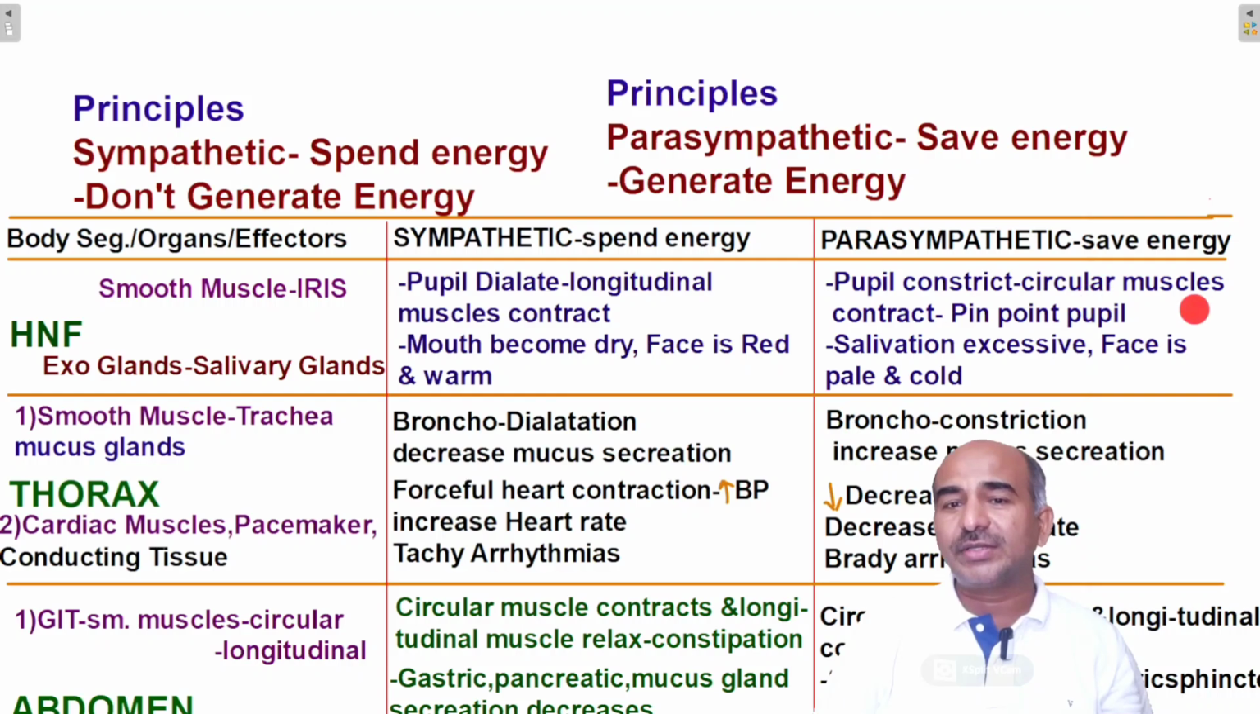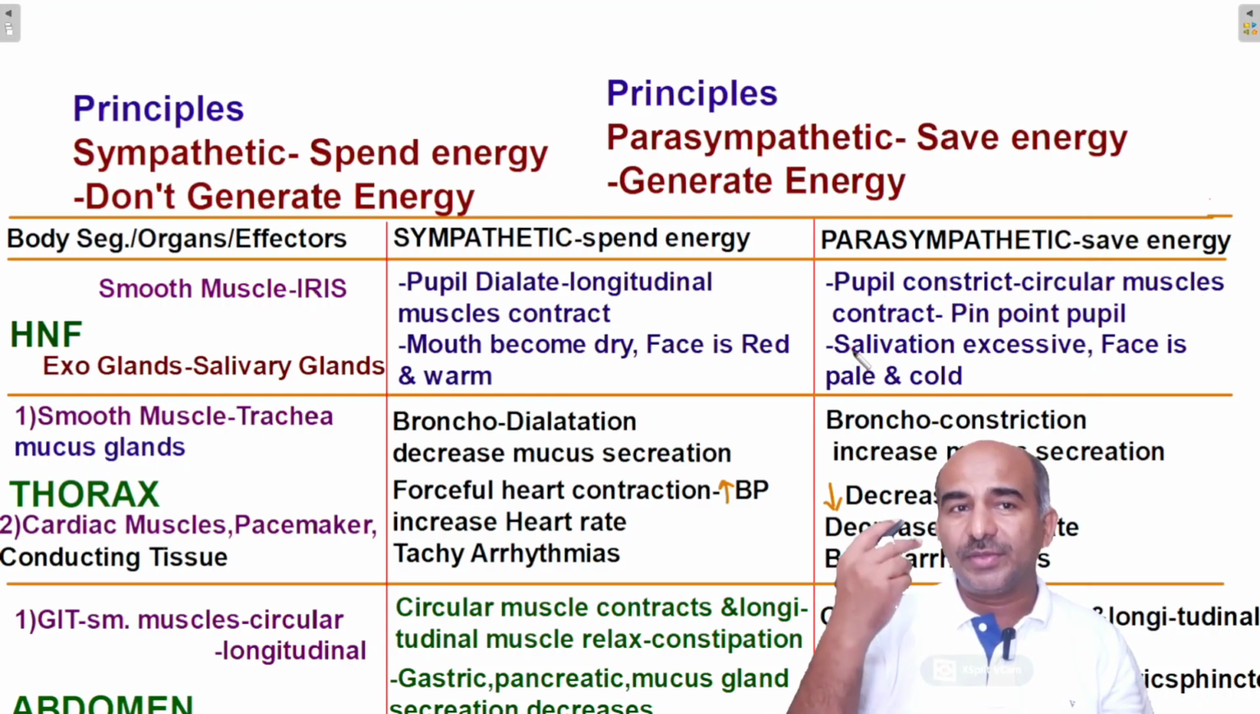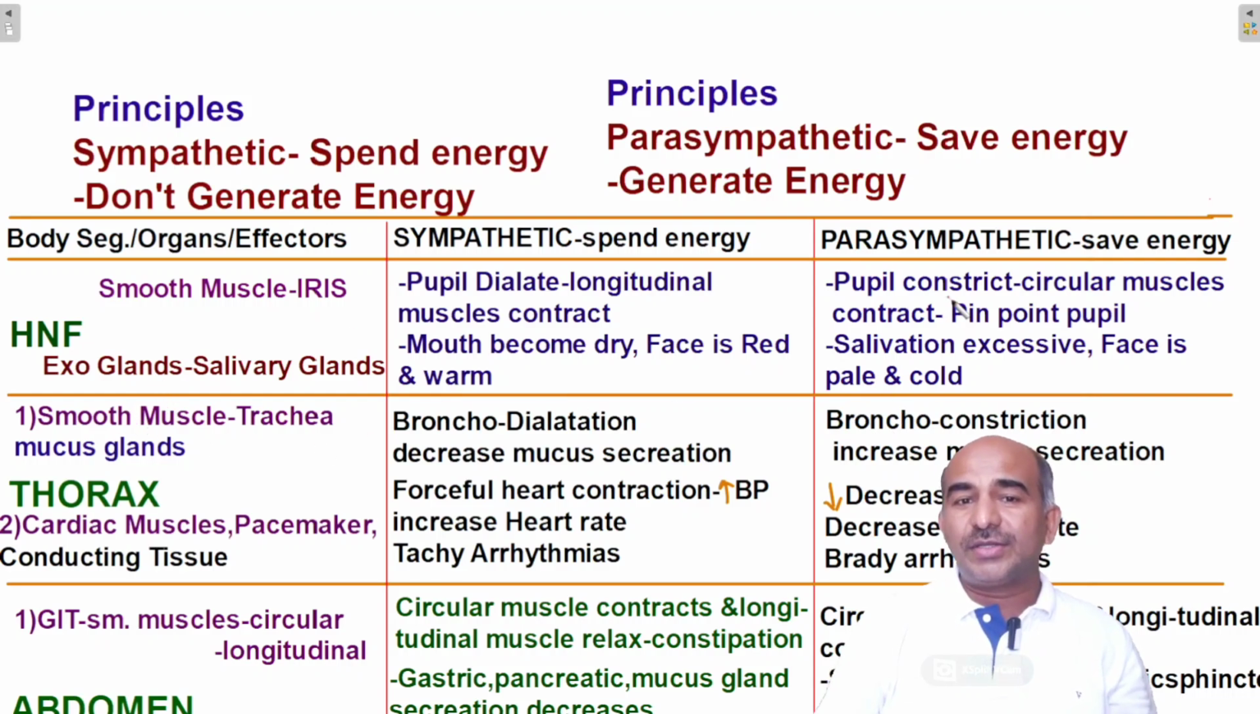Pupil will constrict, circular muscles will constrict in pupil, and pinpoint pupil will be there. Okay. So the aperture of the pupil will be just a small opening. Then there will be salivation, excessive salivation is there, face is pale and cold. So these are actions of parasympathetic on head, neck, face. I told you about the sympathetic.